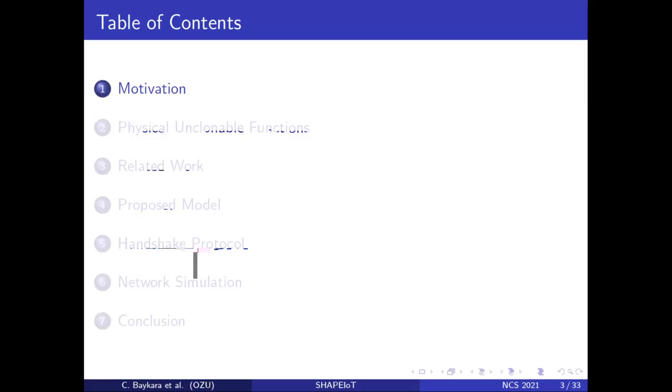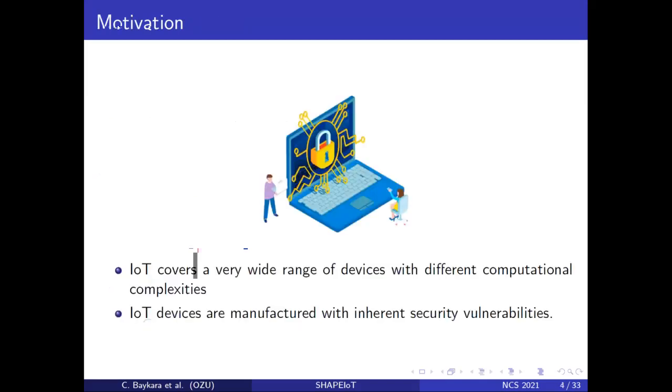So starting with the motivation, IoT devices have gained a lot of popularity in the past couple of years, and we use these devices every day in our everyday lives, perhaps even without realizing it. And to be able to recognize and utilize the potential of IoT devices, secure discovery and access control is essential. However, IoT covers a very wide range of devices with different computational complexities, and not all of them are equipped with means to protect themselves from malicious malware or network attacks.